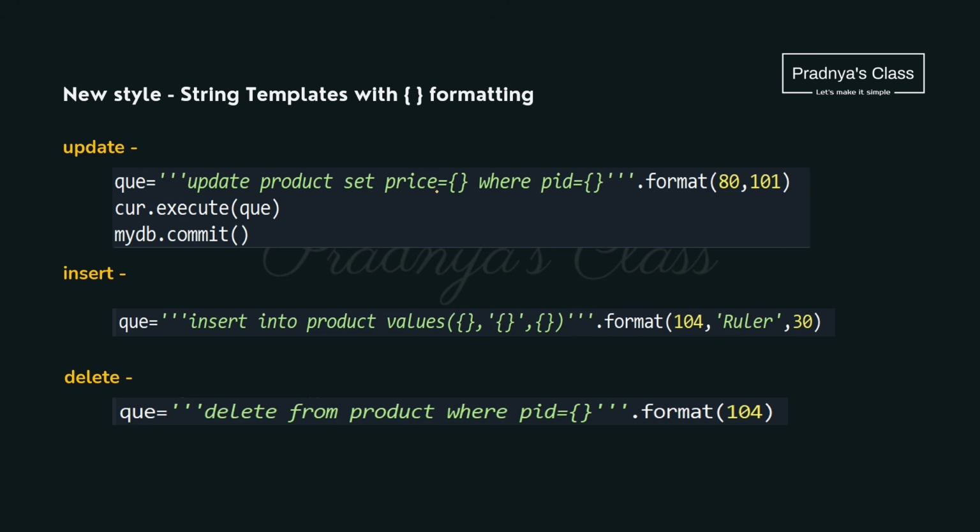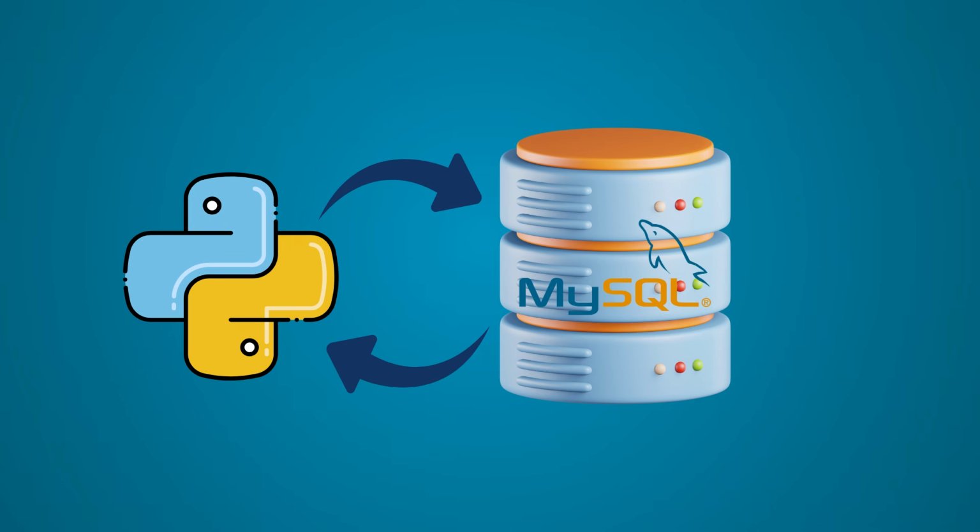Placeholders can be anywhere. Look at this update query. Update product, set price equals to this and PID equals to this. So the first value will always get replaced at the first placeholder and the second value will get replaced at the second placeholder. Order and sequence you need to maintain. Hope you understood the whole logic of creating the connection between MySQL and Python.